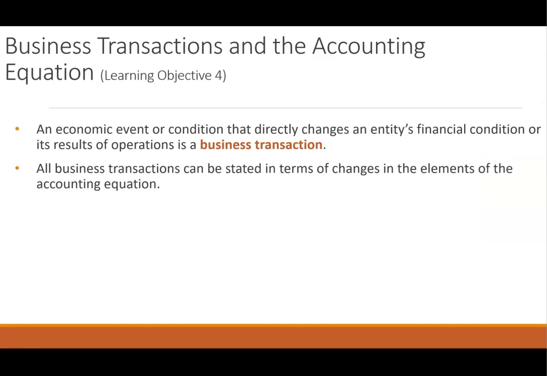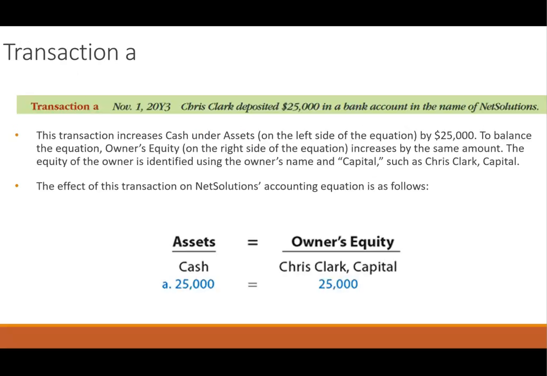Okay, now, business transactions are basically economic events that directly change an entity's financial condition and its results of operation. That's what we call a business transaction. Somehow, the accounting equation will be changed as a result of an economic event. So let's take one.